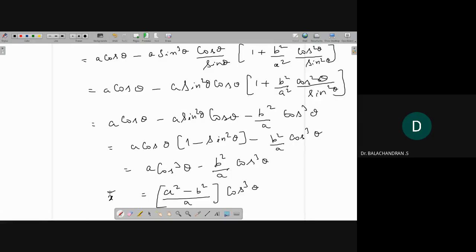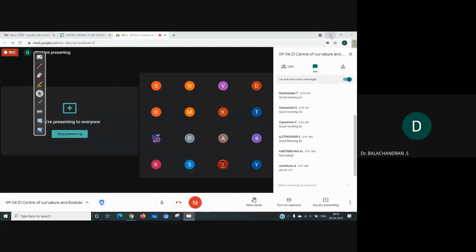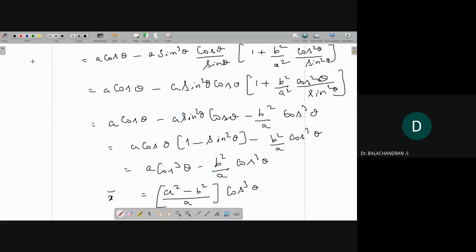What is the time now? I think 9:45 exactly. Okay, now I'll stop here. So remaining thing you need to find what? Need to find y bar. In the next class we will find y bar and then we need to eliminate the parameter theta from x bar and y bar.